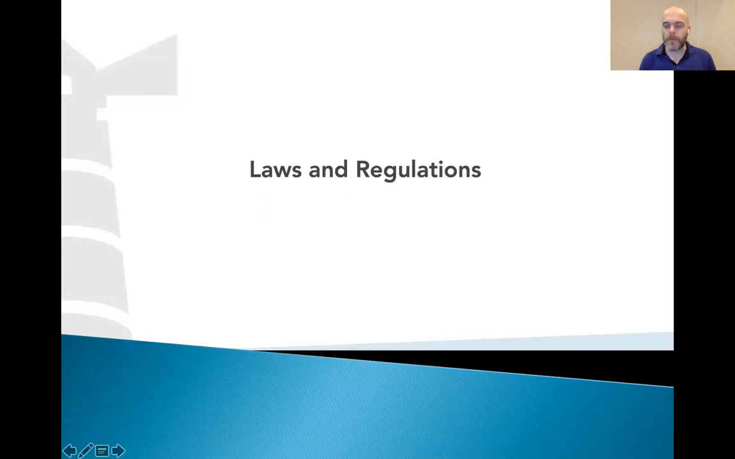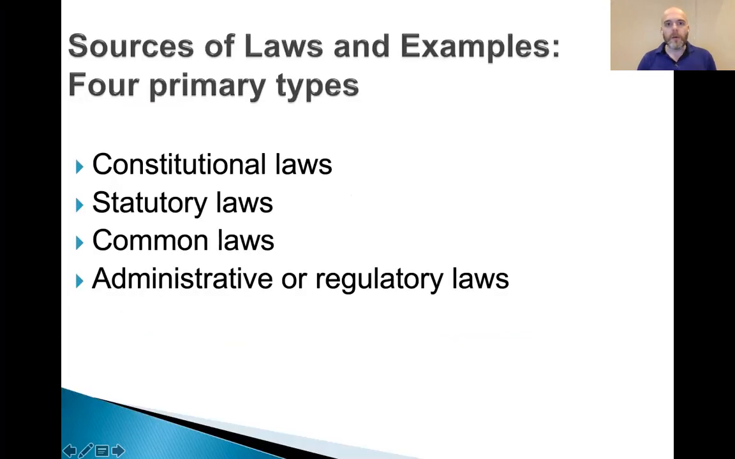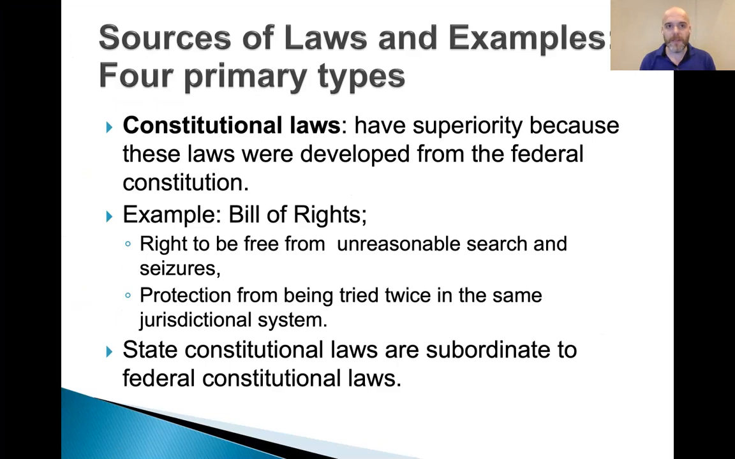Okay, laws and regulations. There are 4 primary types of laws that we're going to talk about today, and we're going to go through each of these. Those are constitutional laws, statutory laws, common laws, and administrative or regulatory laws. And we'll start at the top.